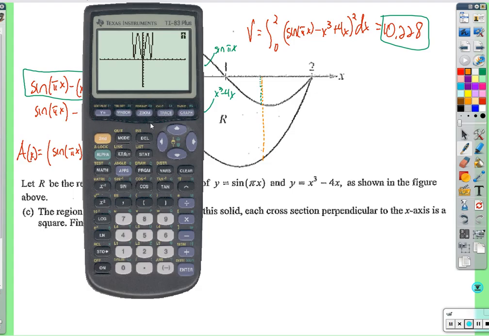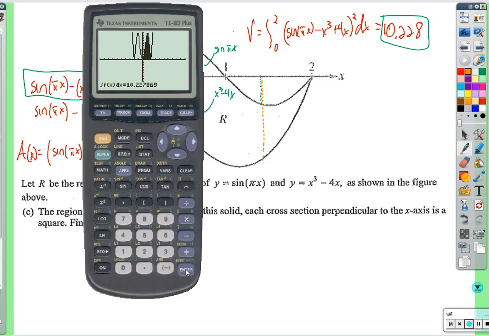So then we go to calculate down to number 7, where you see the integral. What's the left bound? The left limit, 0, 2 is the right. Wait for it to add it all up. Oh, wow. It's 10.228. Oh, so nice.